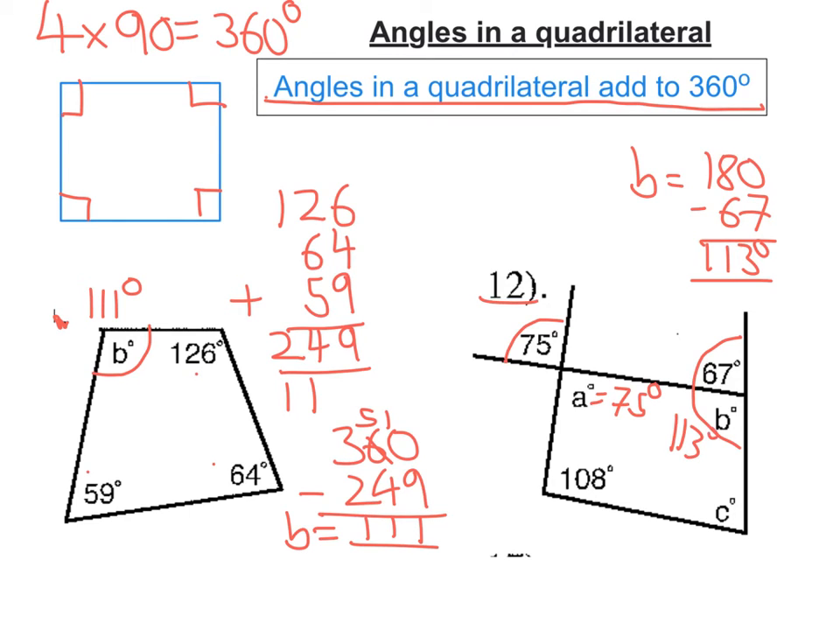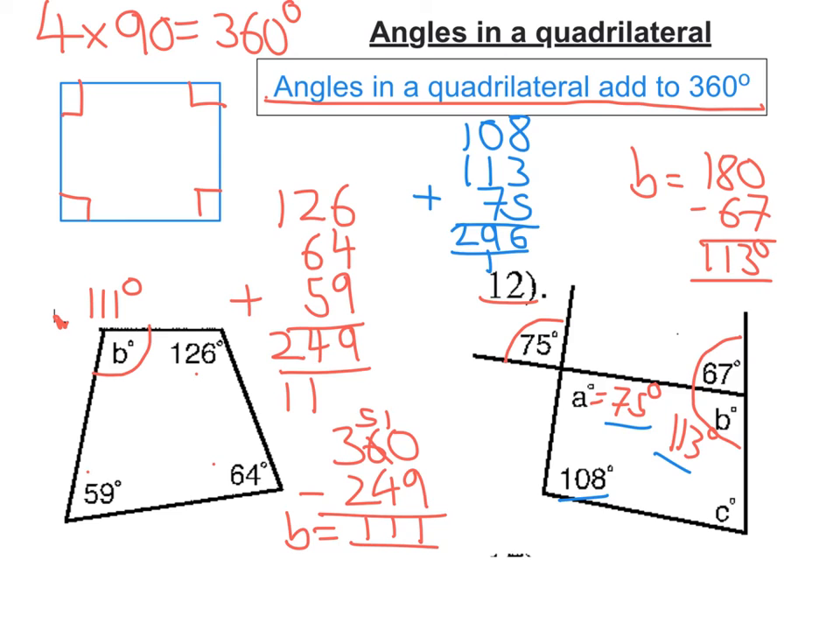So to work out C, I'm going to do 108 plus 75 plus 113 and take that away from 360. Okay, so let's do that. 8 add 3 add 5 is 16. 6 carry 1. 1 add 7 add 1 is 9. 1 add 1 is 2, so it's 296.